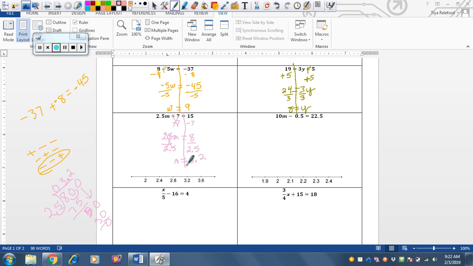So on my number line, where's 3.2? Wow, that's it. That's all you have to do. I'm not going to do the next one with you. You don't need me to do the next one with you.